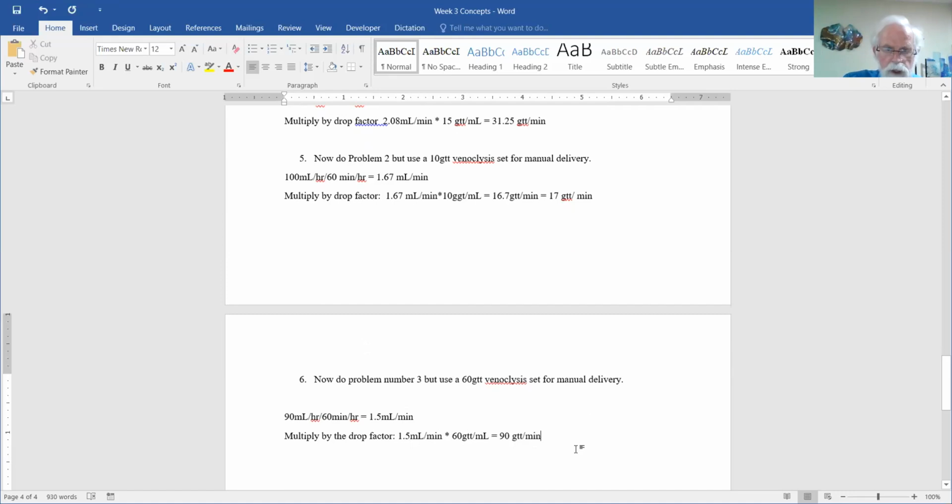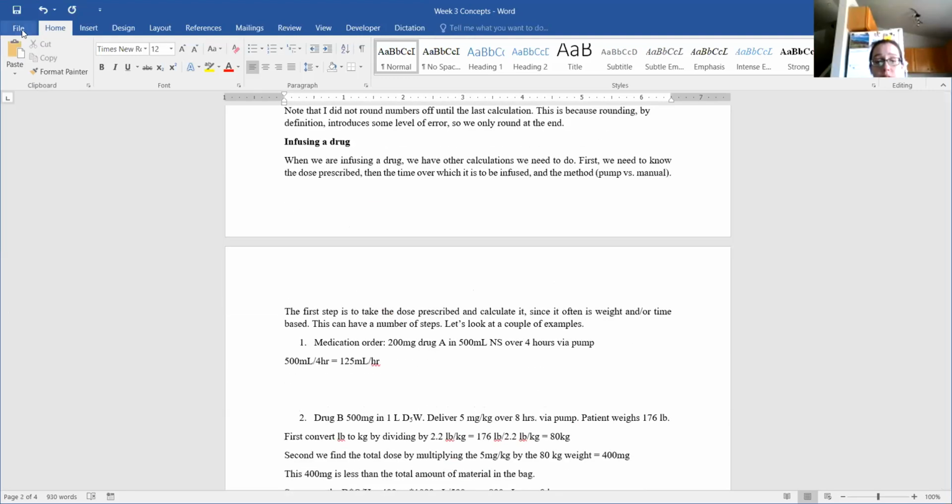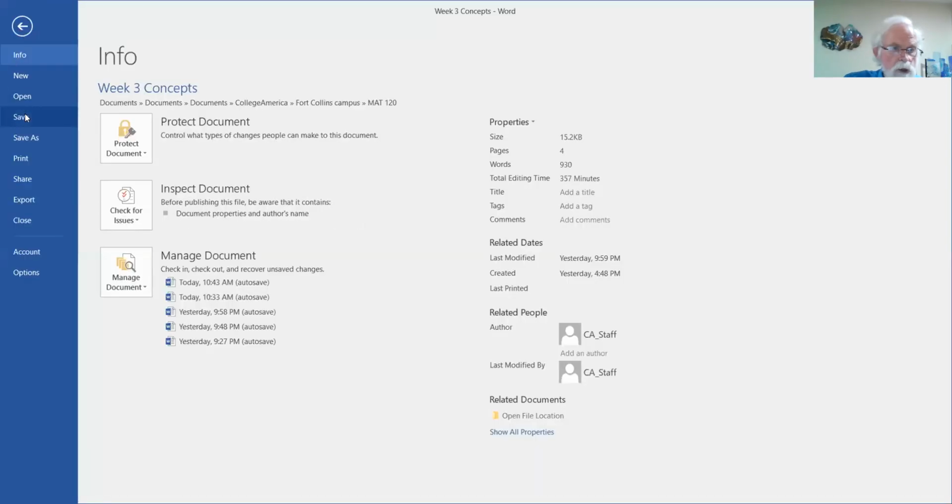So one method of looking at it is take a look at that rate and see if it's reasonable to use a micro apparatus. That makes sense? That does make sense. So I'm going to save that.